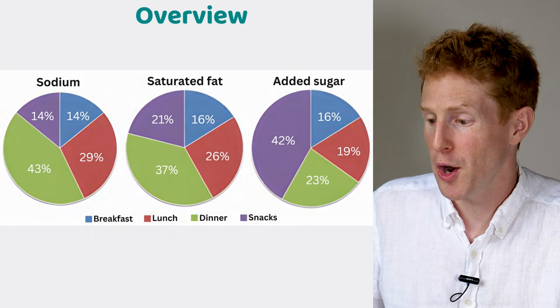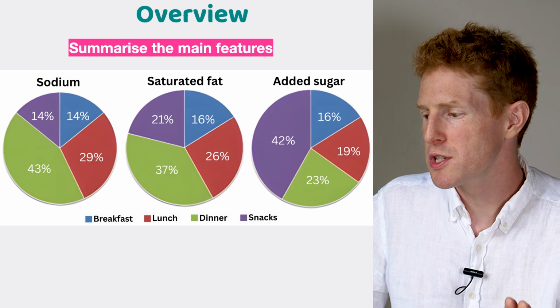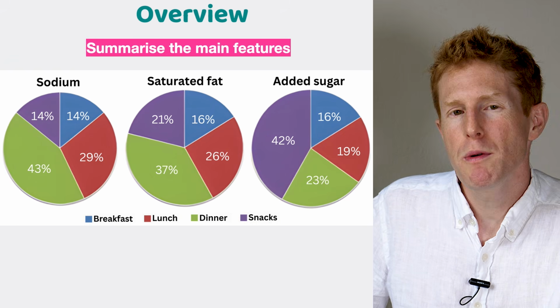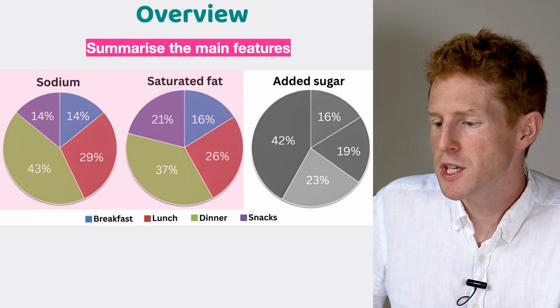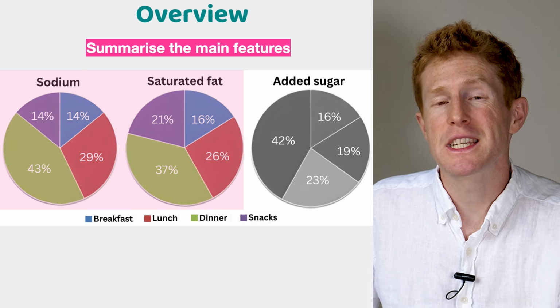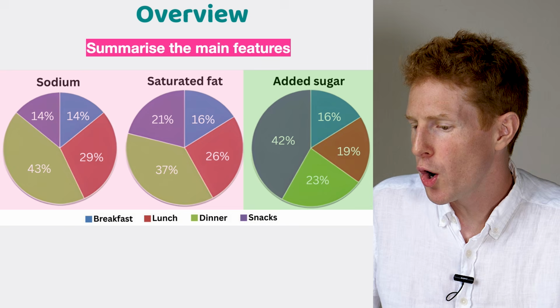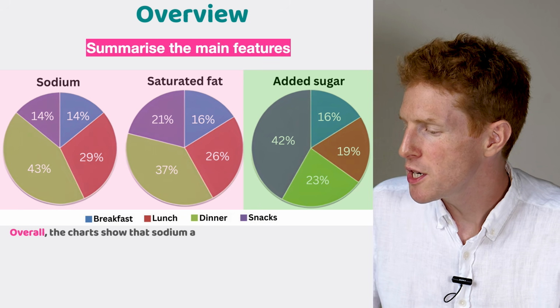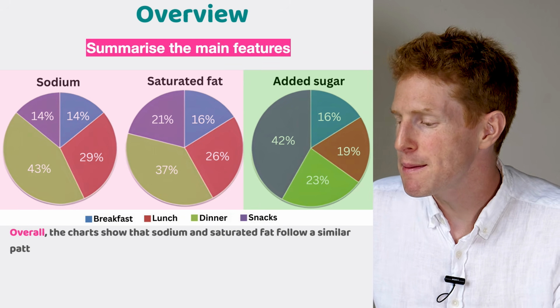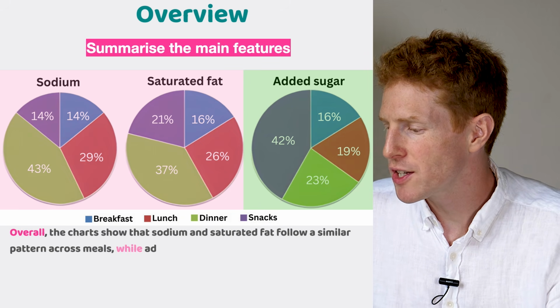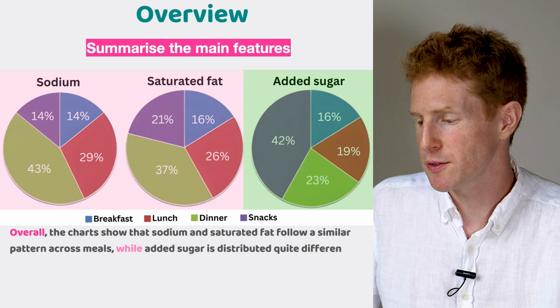Time to move to the overview. For a pie chart, we need to summarize the main features. So I would point out in my overview that sodium and saturated fat follow a similar pattern and added sugar is somewhat different. So let's say that. Overall, the chart shows that sodium and saturated fat follow a similar pattern across meals, while added sugar is distributed quite differently.